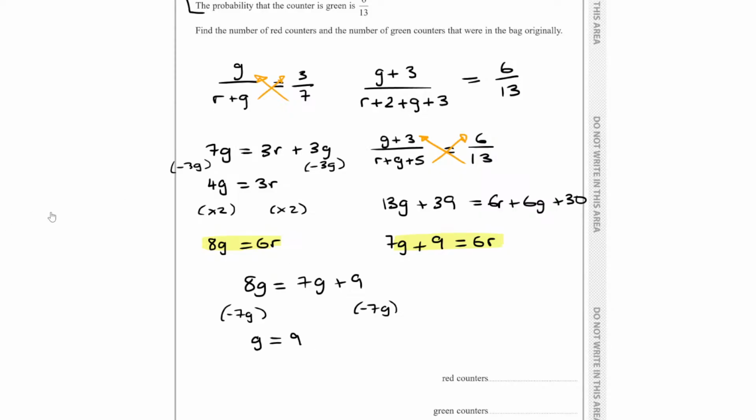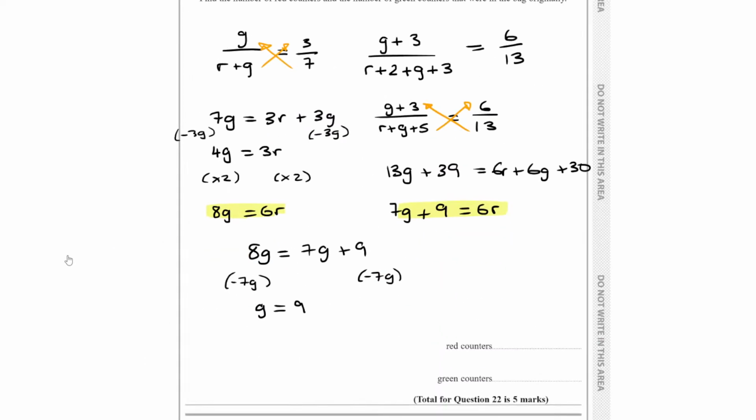Now, the G and the R, if we come back, were the original numbers, weren't they? They were the original amounts. They said work out the number of red counters and green counters originally. So yeah, that is 9 for green, isn't it? Now, that's the hardest bit. Now the easiest bit is to just sub that back in. Choose any of your original equations. I would probably choose the simplest one.